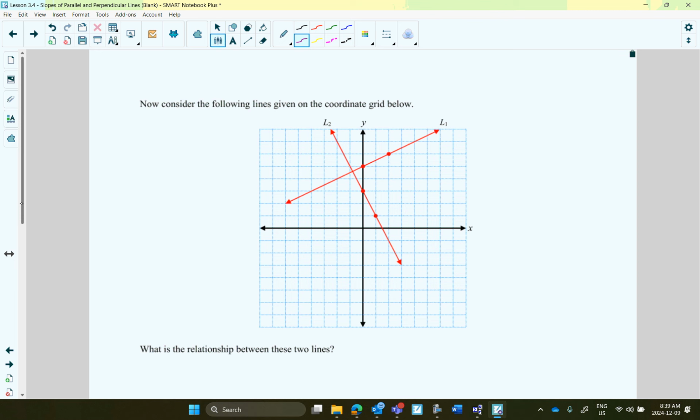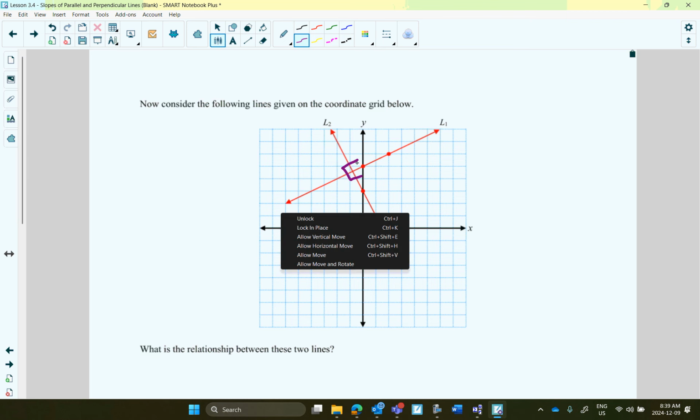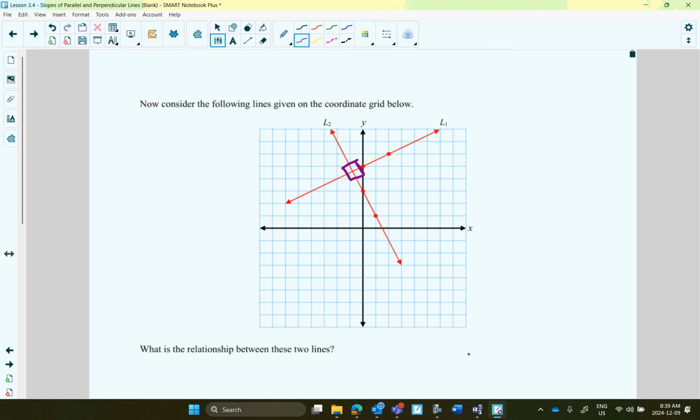This one. What do you notice about these 2 lines? What would we call them? Remember the name. Perpendicular, I heard. Why? What does perpendicular mean? They cross at 90-degree angles. Excellent. So they are perpendicular.